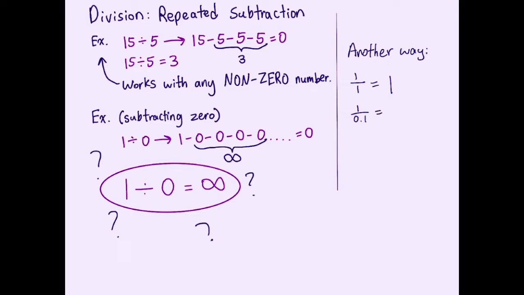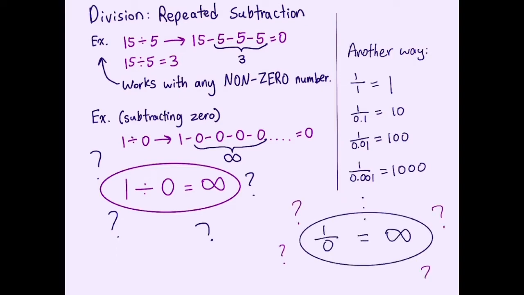Let's look at another way to divide by 0. Start by dividing 1 by 1, and you get 1. Then make the denominator gradually get closer to 0. 1 divided by 0.1 equals 10. 1 divided by 0.01 equals 100, and so on. And you can see that the results are getting larger and larger. Eventually, you will reach infinity, right?